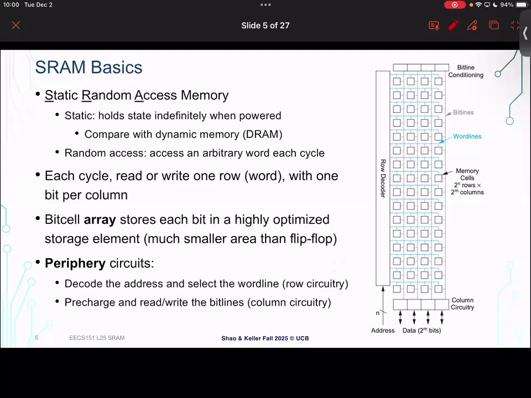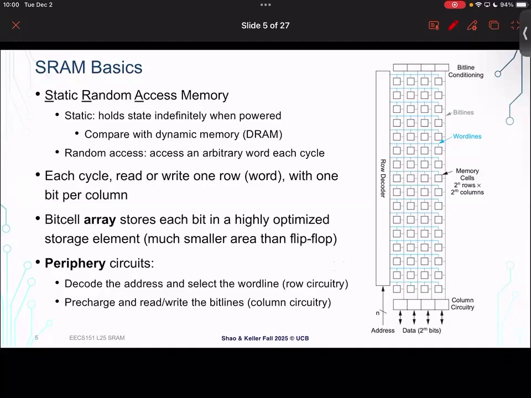And so instead, engineers came up with this structure called an SRAM. And today we're going to talk about what it is, the basics of how it works, and how you might think about building and constructing and using them. We're going to start this today. We're going to finish it up on Thursday. So let's get into it.